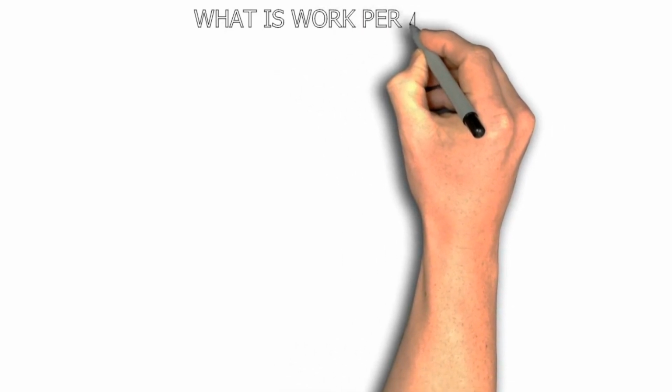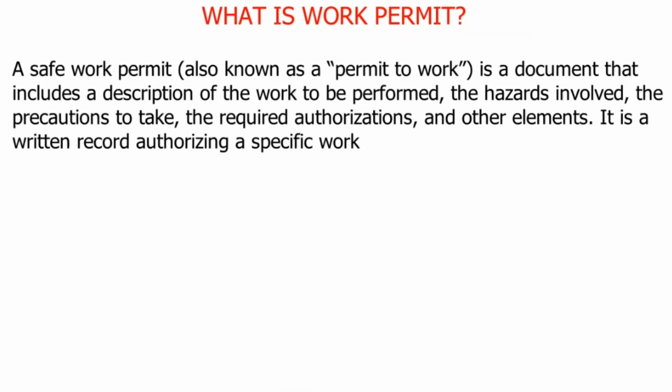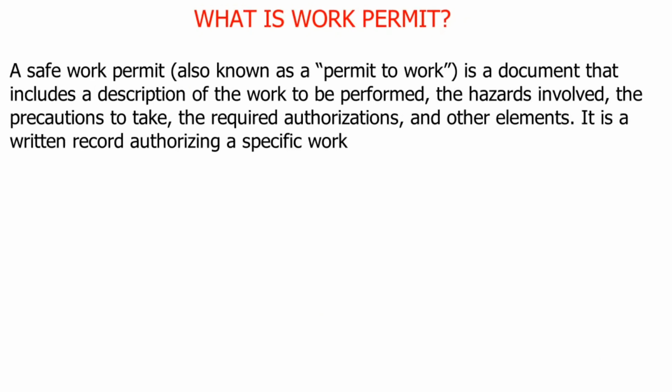What is a work permit? A safe work permit, also known as a permit to work, is a document that includes a description of the work to be performed, the hazards involved, the precautions to take, the required authorizations, and other elements. It is a written record authorizing a specific work.